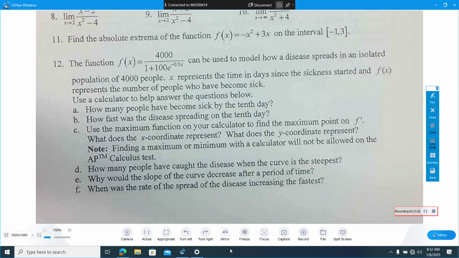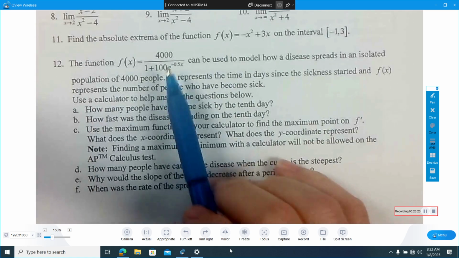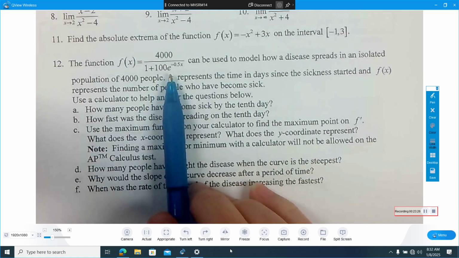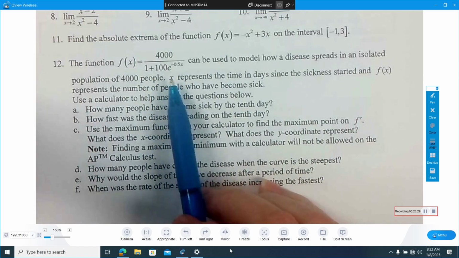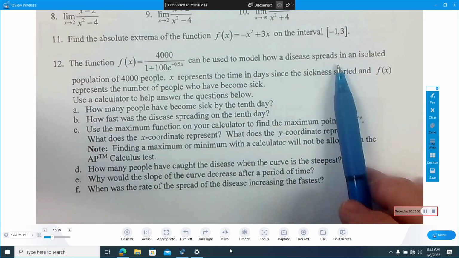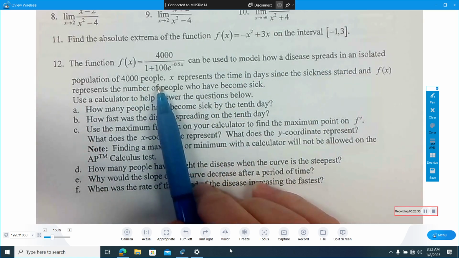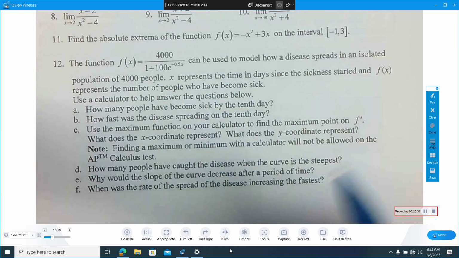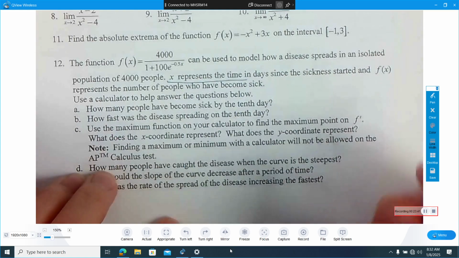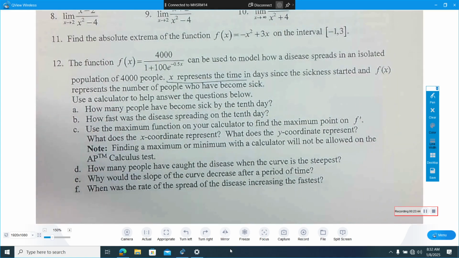All right, so number 12. The function f of x equals 4,000 over 1 plus 100e to the negative 0.5x can be used to model how a disease spreads in an isolated population of 4,000 people. X represents the time in days. Always pay attention in word problems to what the variables represent, because it will always be used in your justification. Not only that, but paying attention to those units can help you figure out how to get to the answers.